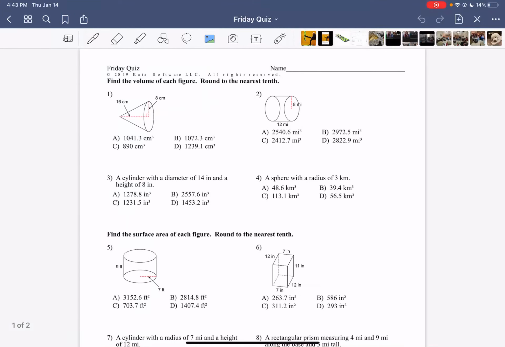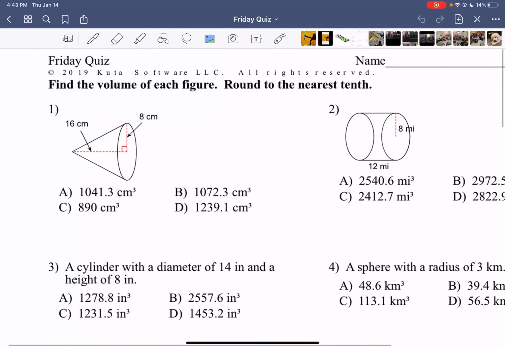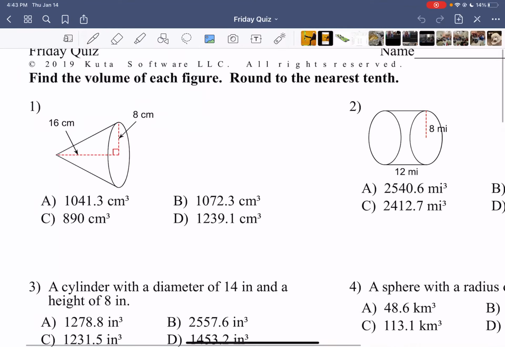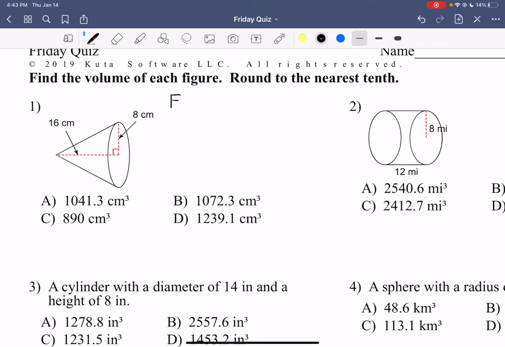This is what we're looking at Friday, and we're going to be looking at a combination of volume and surface area. So going to start with number 1. It says to find the volume of each figure, so we're rounding to the nearest tenth. So I'm going to start with my formula, substitute, solve.